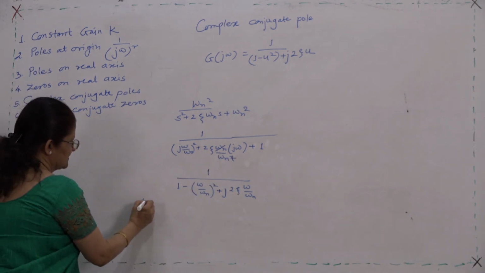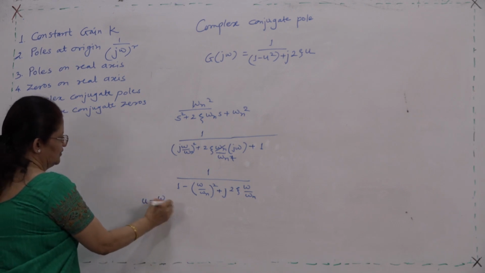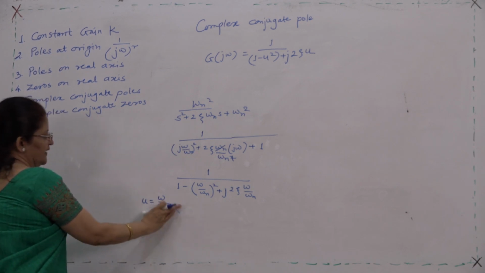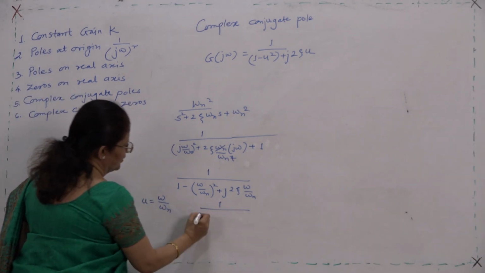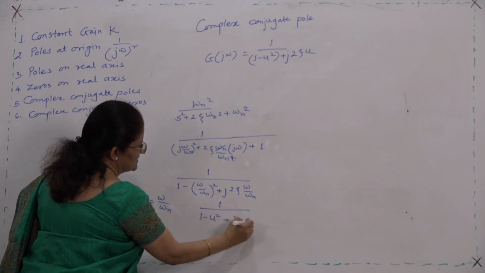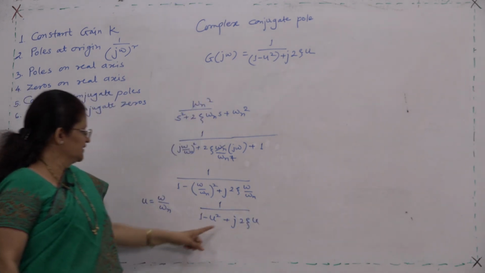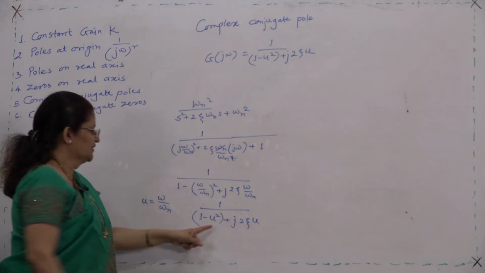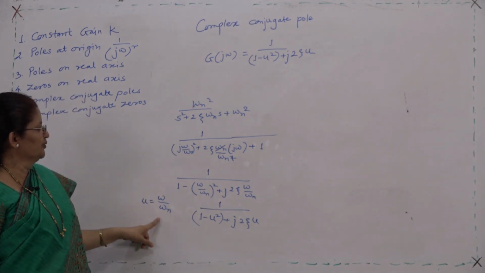Now, replace it by u as the normalized frequency, where we are considering u as omega upon omega n. So, what you will get is 1 upon 1 minus u square plus j twice zeta u. The same thing is written here. 1 minus u square is your real part, and this is your imaginary part. So, what is u? u is omega upon omega n.